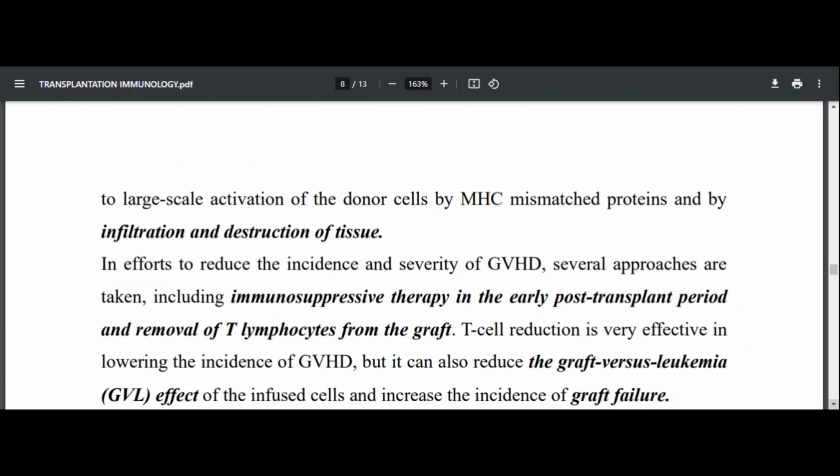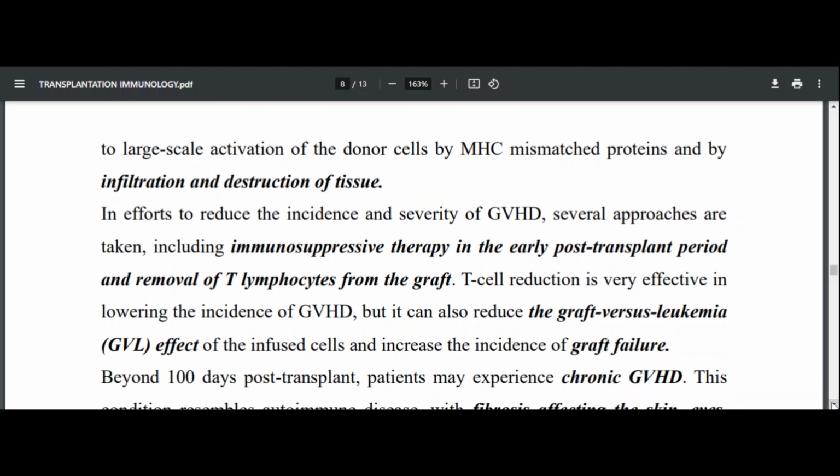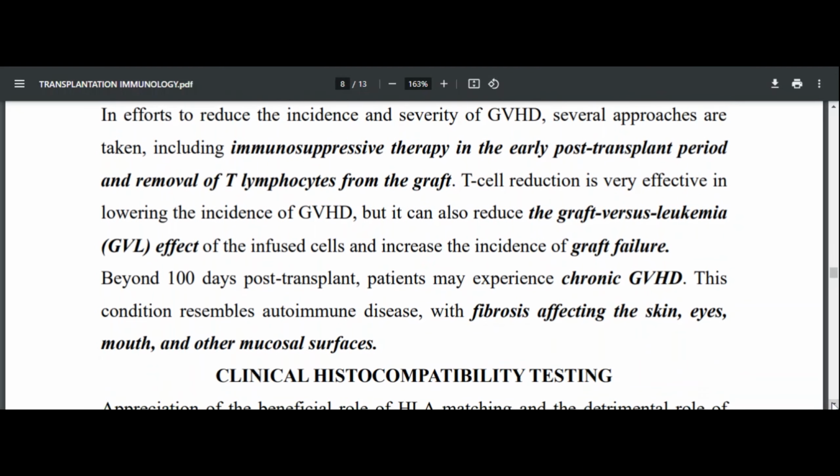So T cell reduction is very effective in lowering the incidence of graft-versus-host disease, but it can also reduce graft versus leukemia effects, and it can increase the problem of graft failure. So this is also a problem when you attempt to reduce T lymphocytes, because the patient needs them, especially for promotion of engraftment, restoration of immunity, and graft versus leukemia effects. That is, trying to overcome leukemia with use of this graft. But you can also reduce them in order to avoid this problem.